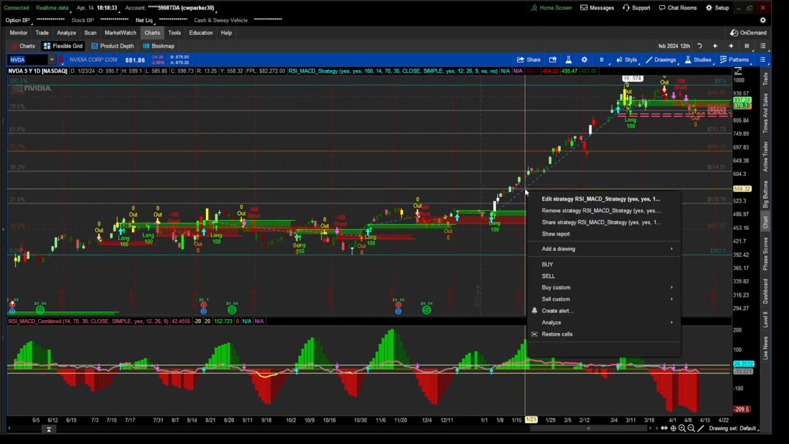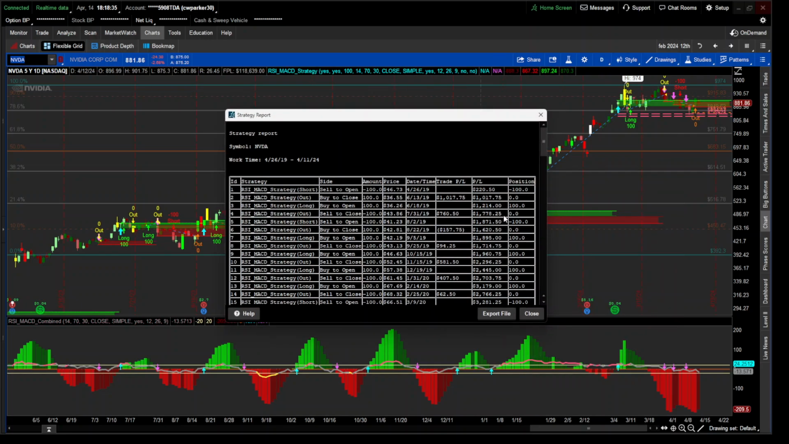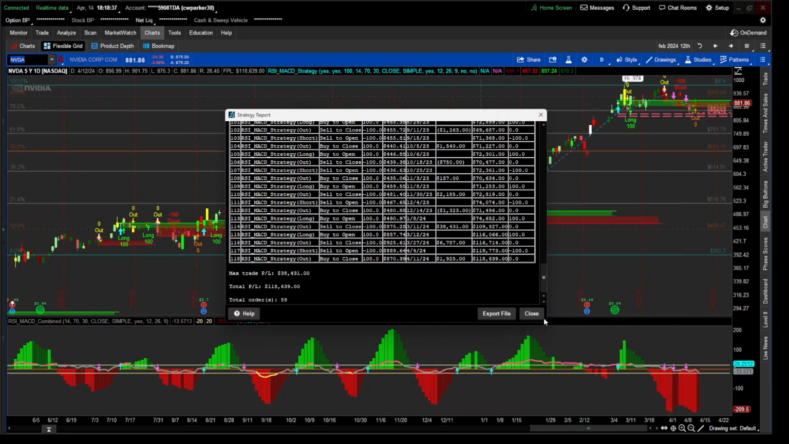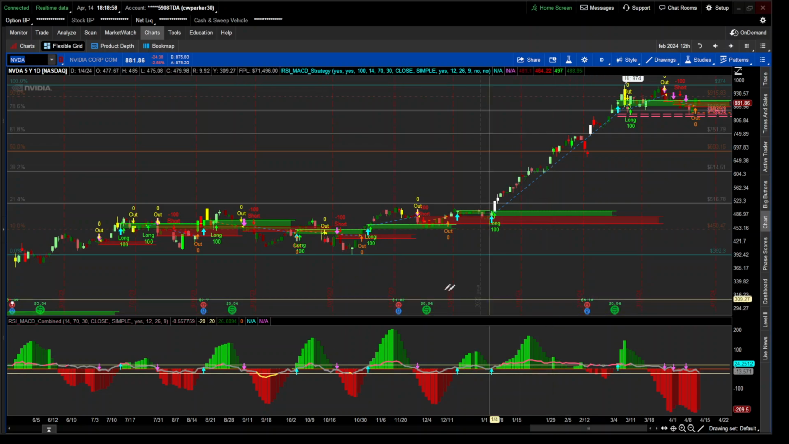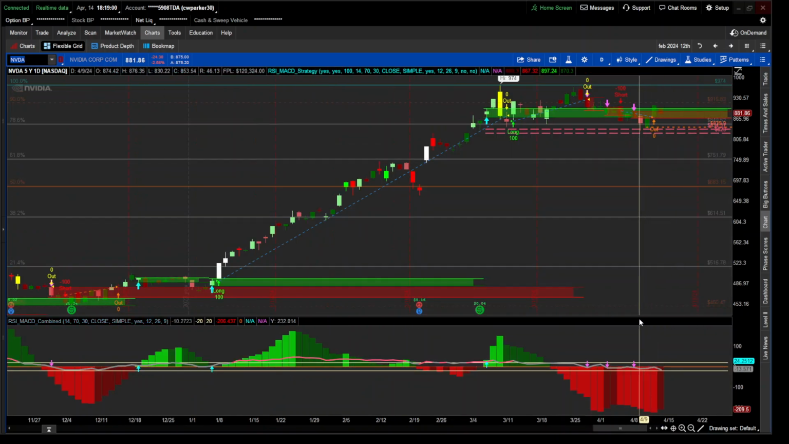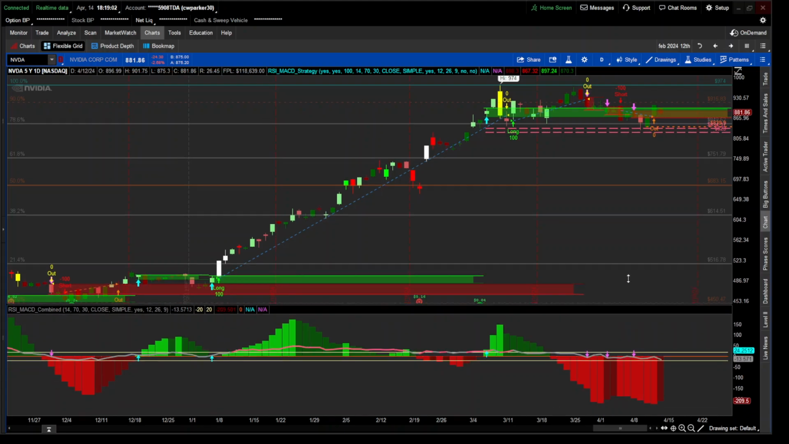So we'll look at it like this. We'll go show report on Nvidia, and you can see your max trade would have been $38,000, taking 100 trades on one trade. And your total profit and loss would have been $118,639, and your total orders would have been 59 trades. So that's not bad for Nvidia. Let's see.